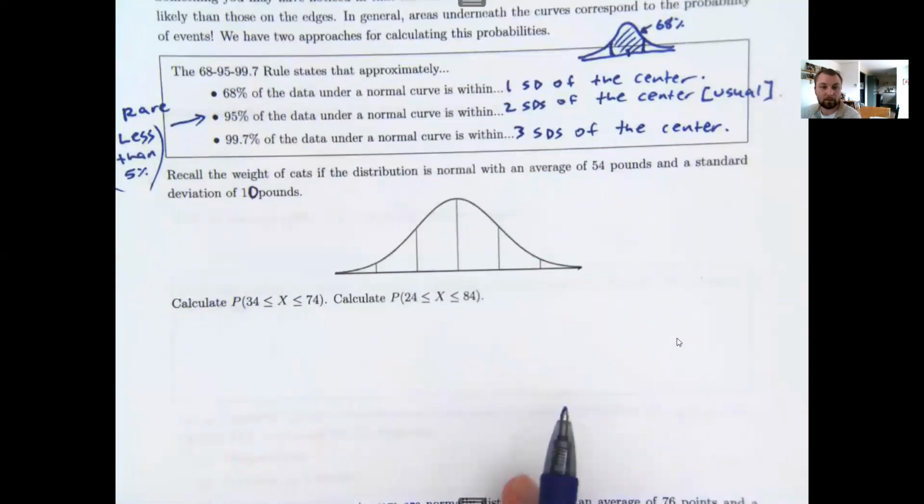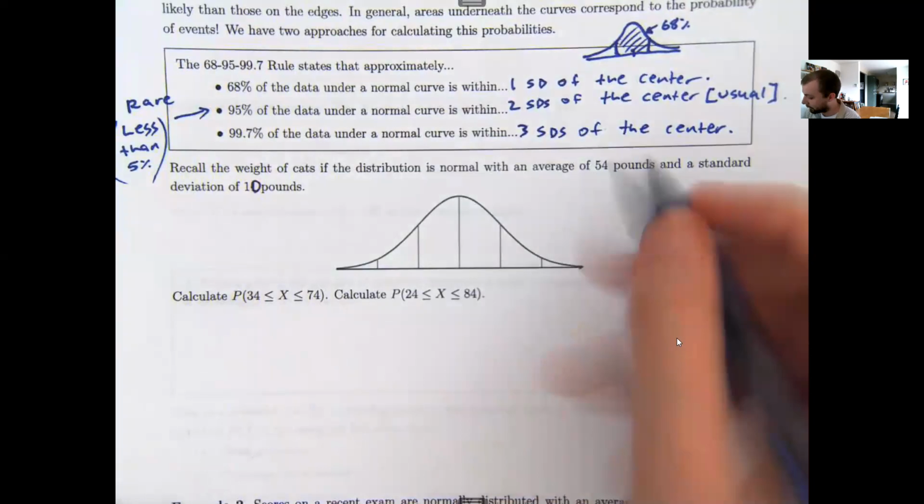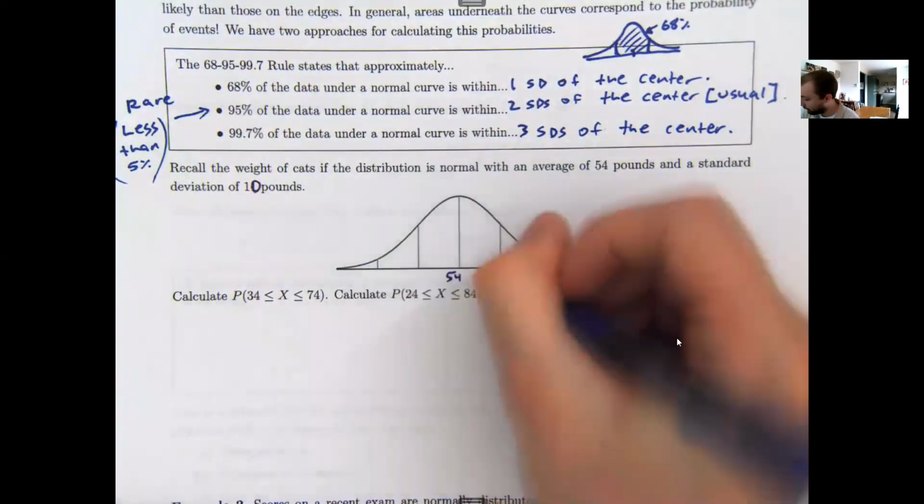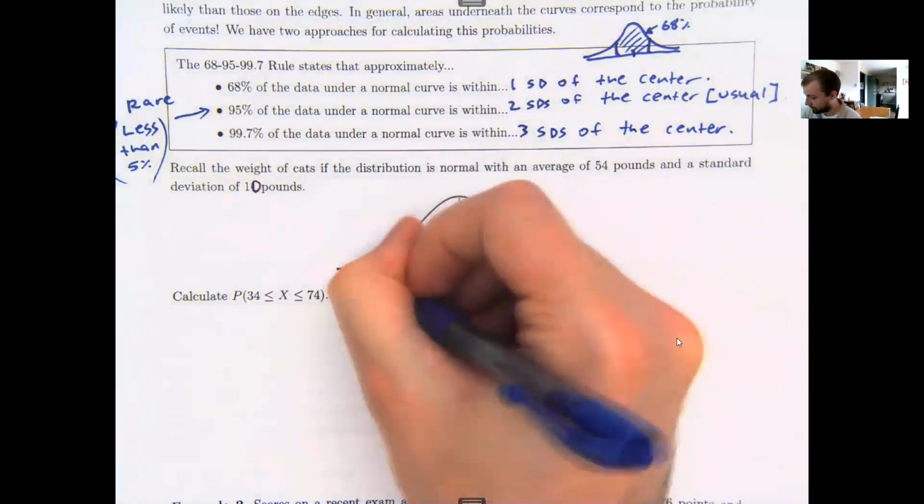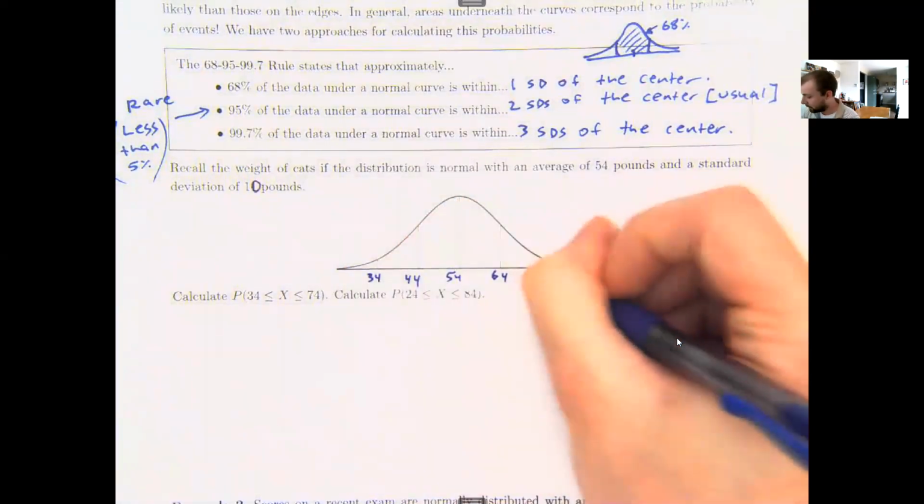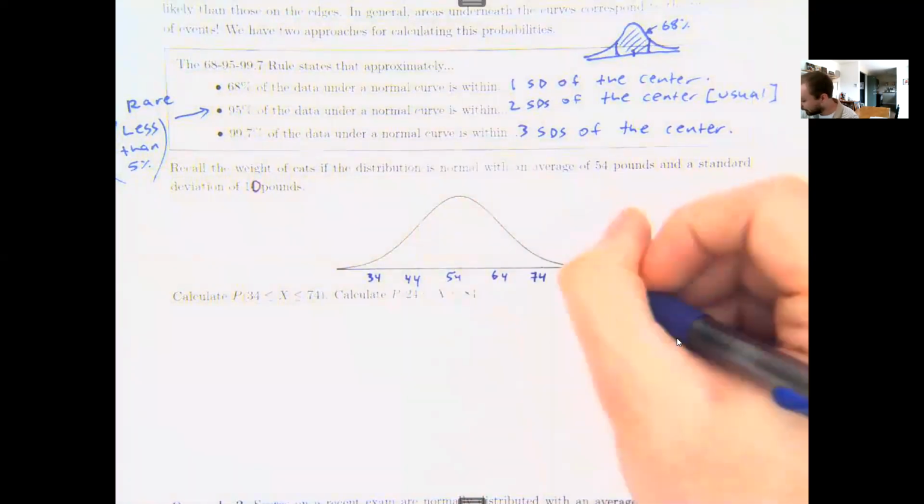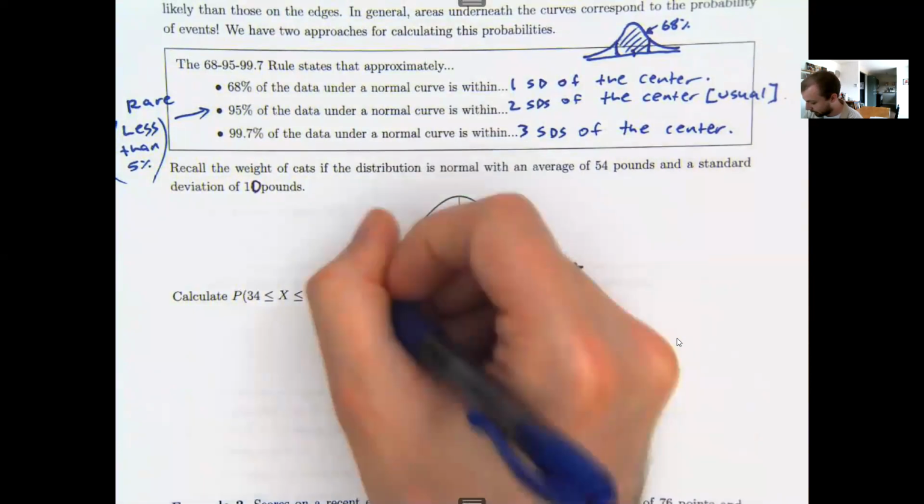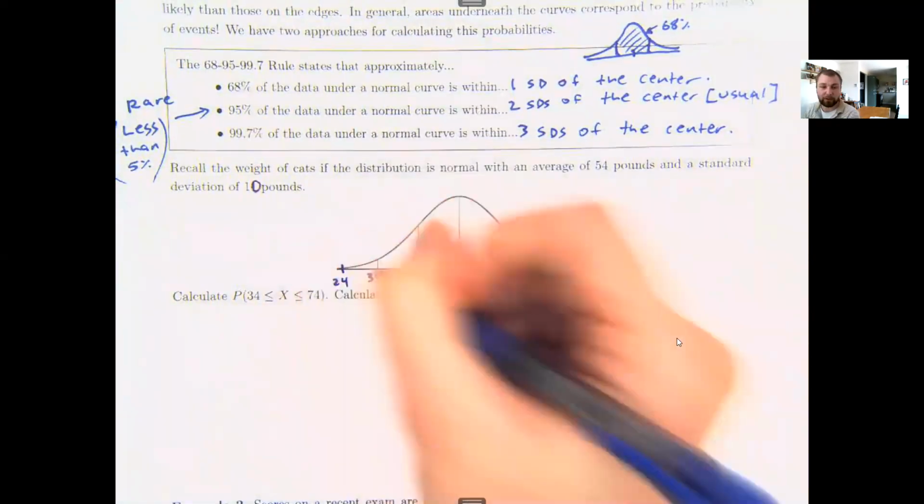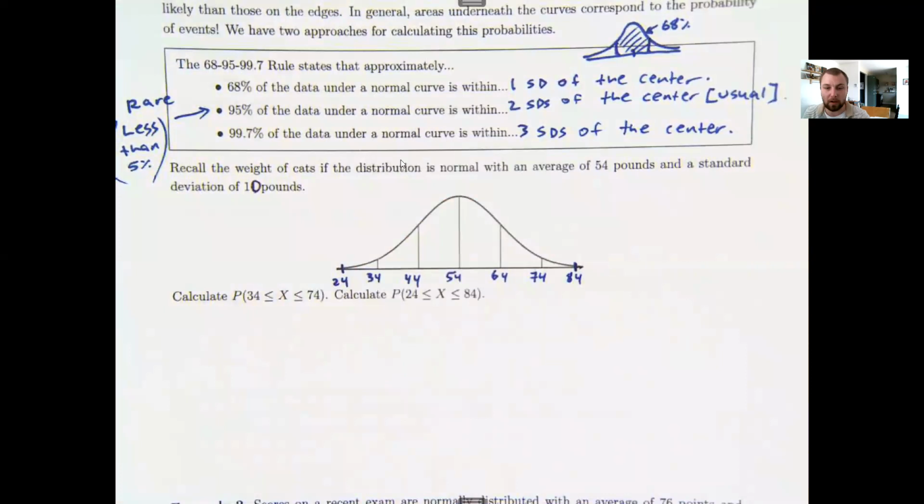Recall that the weight of all cats is normally distributed with an average of 54. And I'm counting by tens. 1, 2, 3 tick marks. This thing goes on forever in both directions. But even 3 tick marks is a really, really long distance away. 2 standard deviations is pretty unusual. More than 3 is very, very rare.